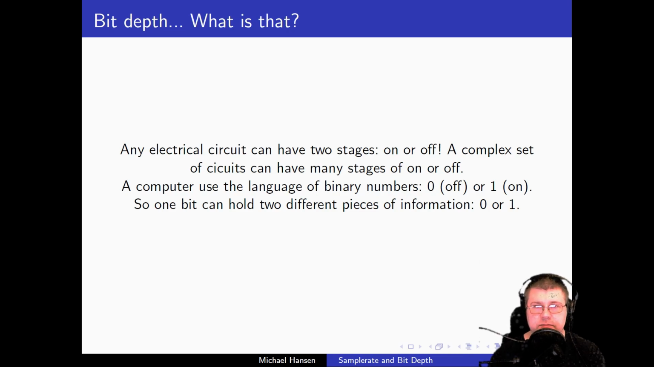So a computer, which is basically a large pile of very, very intricate electrical circuits and components, uses the language of binary numbers, because in binary we can have 0, that could be off, and we can have 1, could be on, for example. It can also be reversed. So 1 bit can hold 2 pieces of information, 0 or 1. Two different pieces of information. Alright.